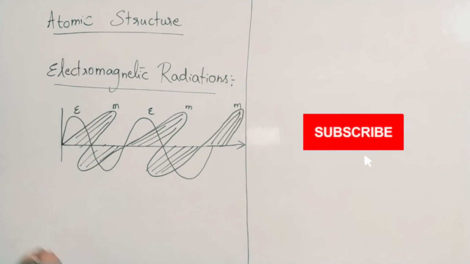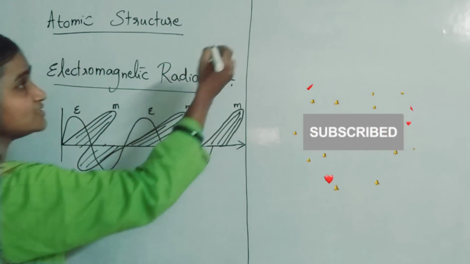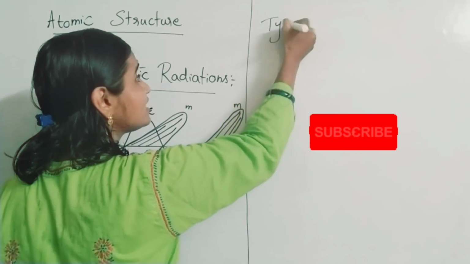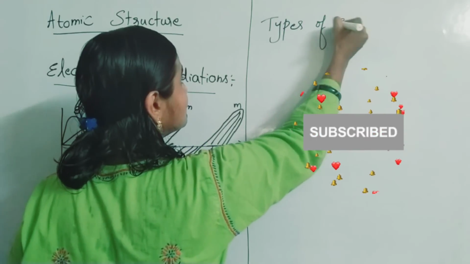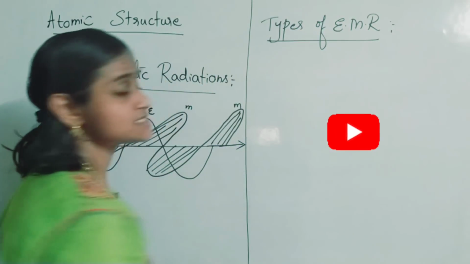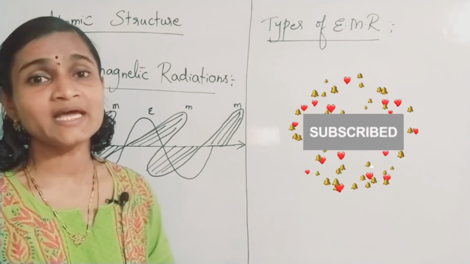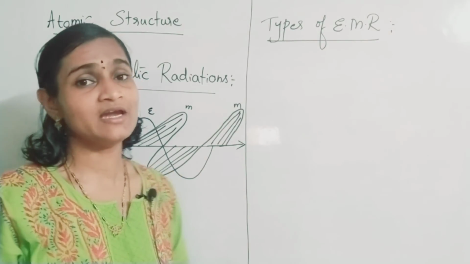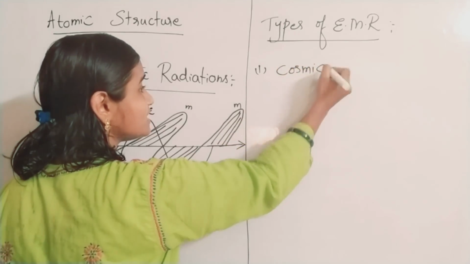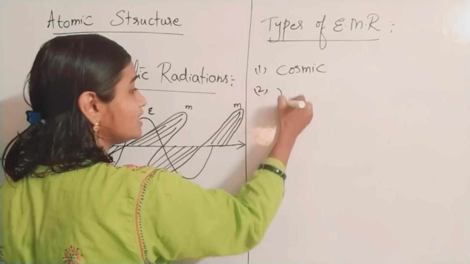So what are the different electromagnetic radiations? What are the different types? Types of EM radiations. You have many types of electromagnetic radiations. What are those? Cosmic rays, you know, cosmic rays. Second one are gamma rays.